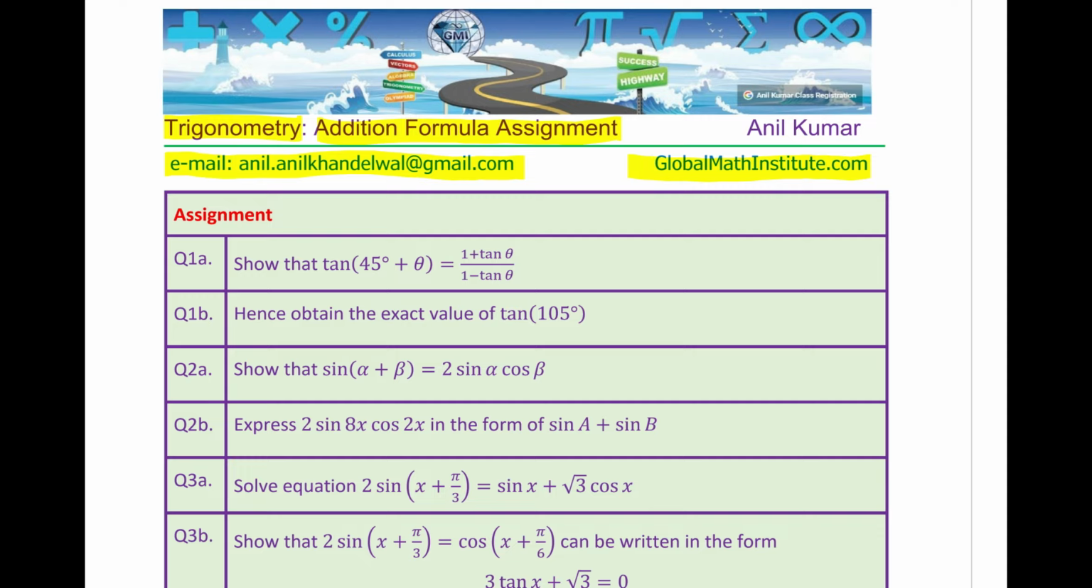Question 3a. Solve the equation 2 sine (x plus pi by 3) equals sine x plus square root 3 cos x. Show that 2 sine (x plus pi by 3) equals cos (x plus pi by 6) can be written in the form 2 tan x plus square root 3 equals 0. So based on this, we have more questions.